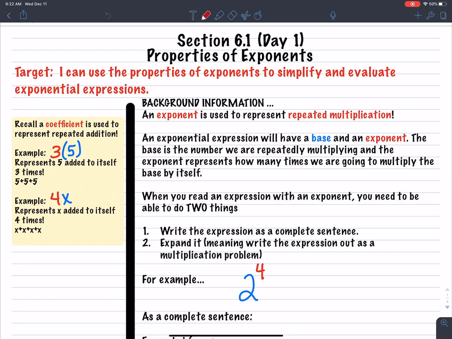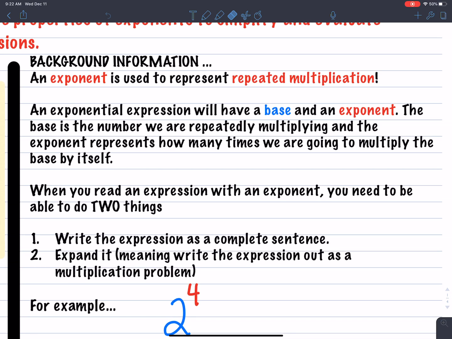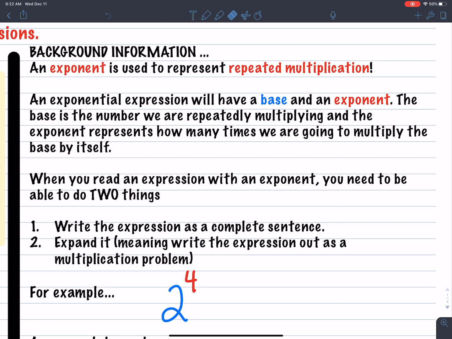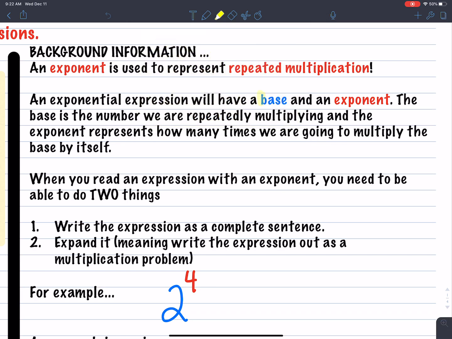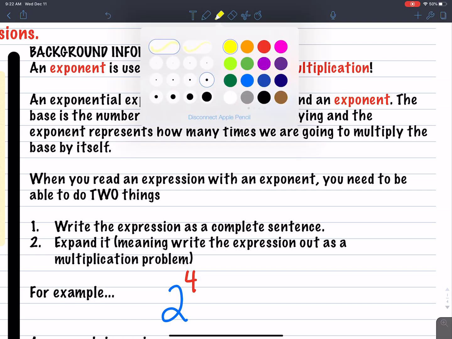So today we're going to cover the first day of section 6.1, and 6.1 will cover the properties of exponents. What's important for our work today is just reminding ourselves of what an exponent is. We know exponents are used to represent repeated multiplication. And there's two important vocabulary words that we need to know when we're working with exponential expressions: the base and the exponent. Maybe I'll highlight those in blue and red.